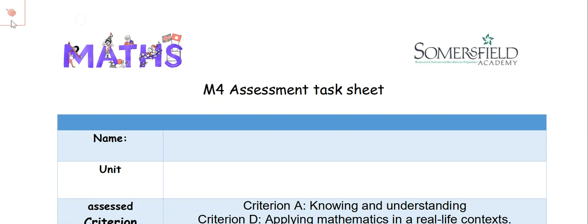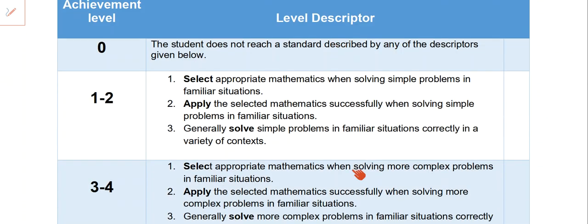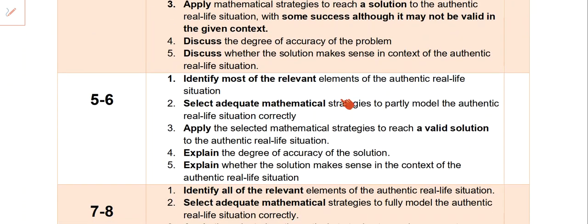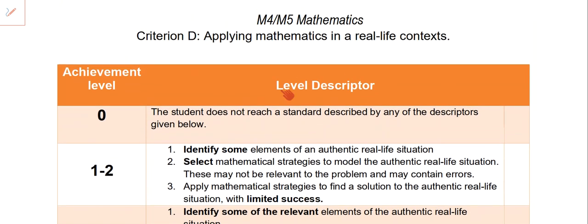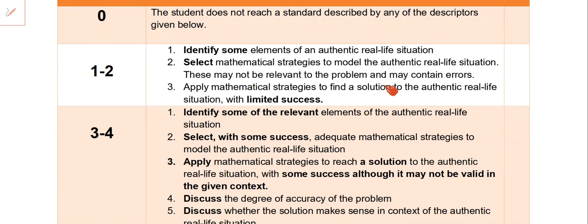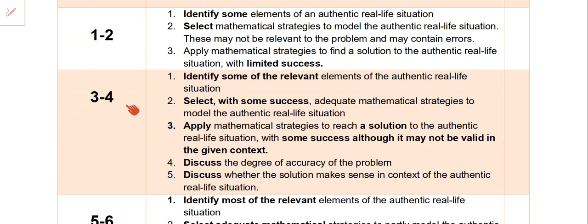Okie doke. So we're looking at this test and I want to look at criterion D. Now, I'm actually going down here, look. I want you to be aware of something. Criterion D is applying maths in a real life context. And it says, look, for a 3 to 4, which a lot of you are in that or lower, it says, apply mathematical strategies to reach a solution to the authentic real life situation with some success, although it may not be valid in the given context. Okay?